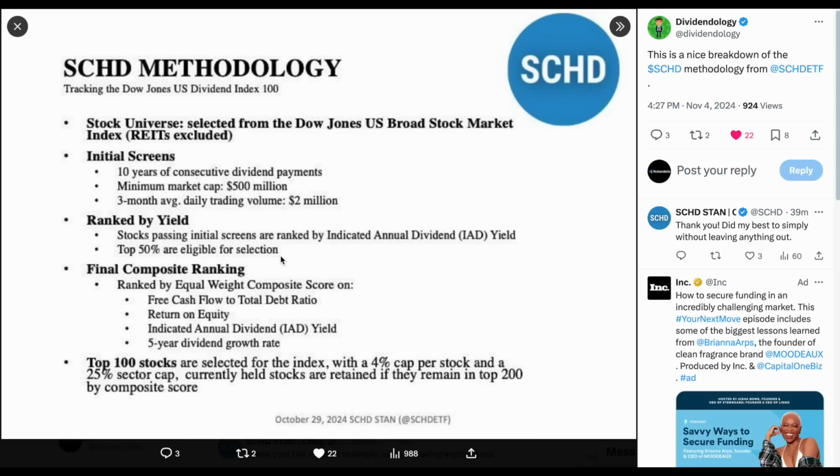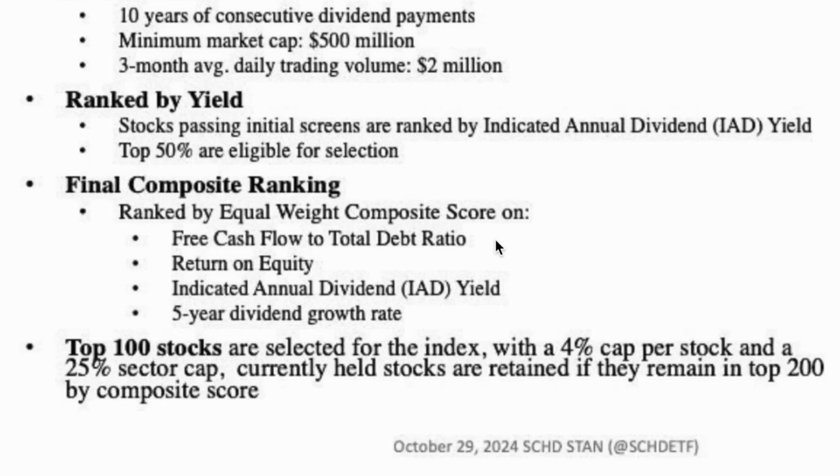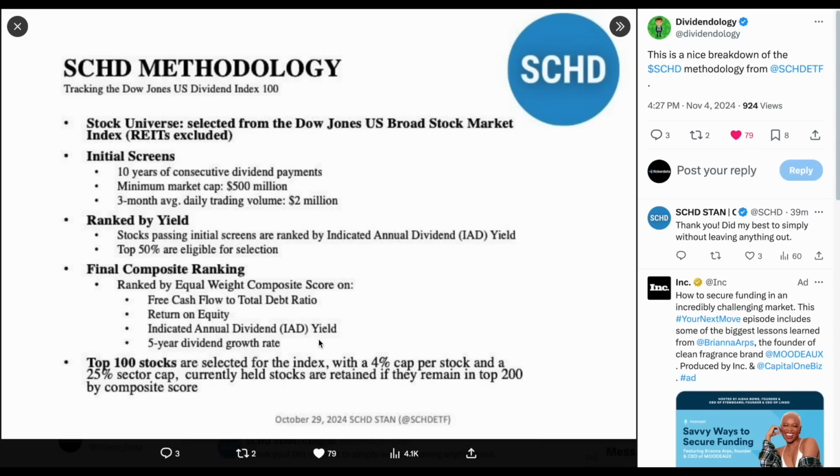Of those stocks that pass that initial screen, they focus on the top 50% when it comes to starting dividend yield. And then after that, they score them based on 4 different things: free cash flow to total debt ratio, return on equity, indicated annual dividend yield, and then the 5-year dividend growth rate. These are all great metrics in my opinion. I talk about the importance of free cash flow all the time, and we also want to make sure the company doesn't have too much total debt.